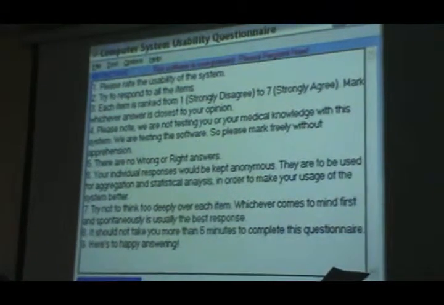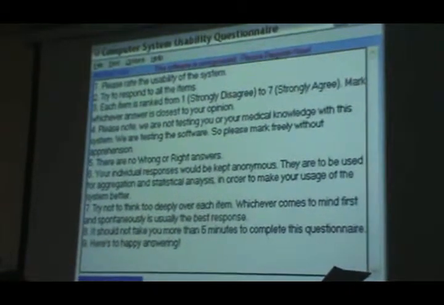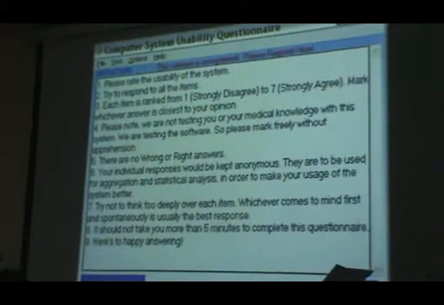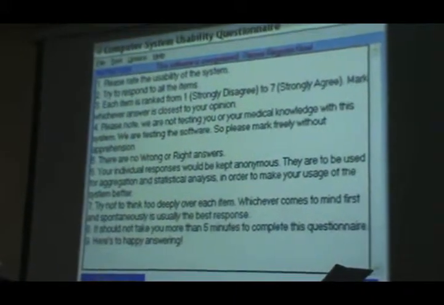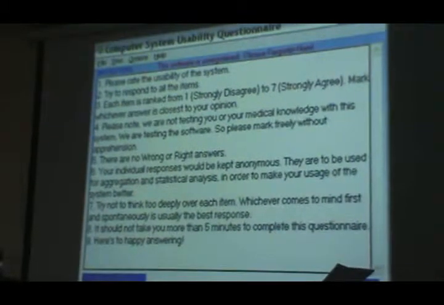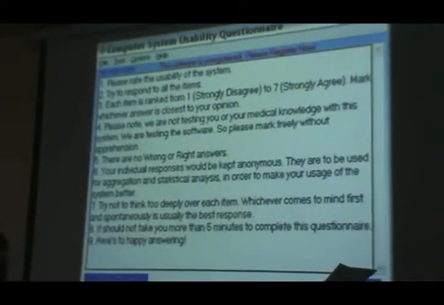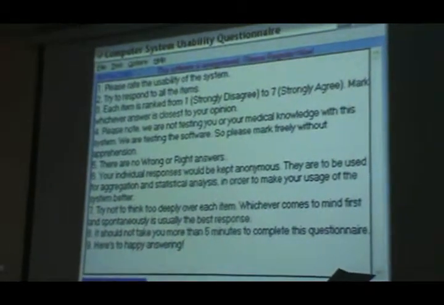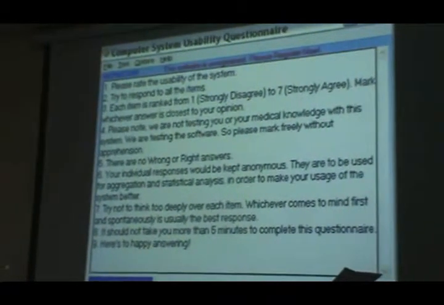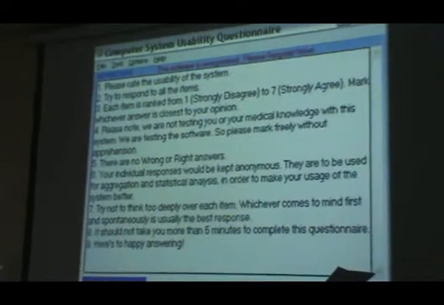The students were getting jittery. "Oh my God, you're going to test us? I don't remember anything about the heart." "Relax, relax, relax. I'm not testing you." So they had to be told all these things. Look, I'm not testing you. You can write anything, wrong or right. There are no wrong answers, no right answers. We are testing the system, not you. "Oh, really? Okay. No, I don't trust you." Okay, relax. We are going to keep your name anonymous.